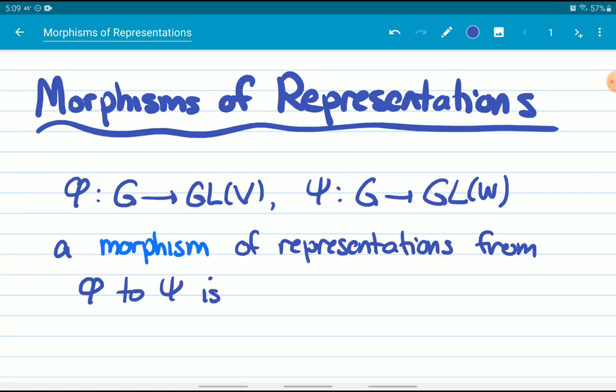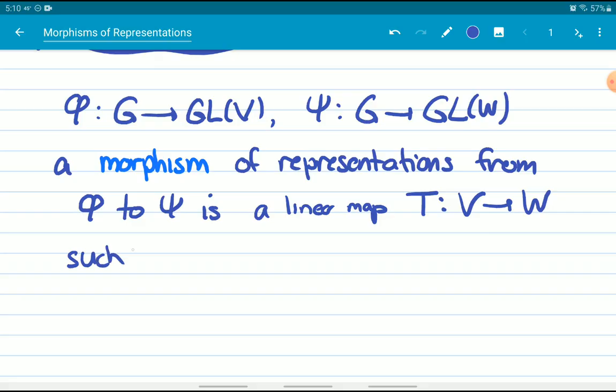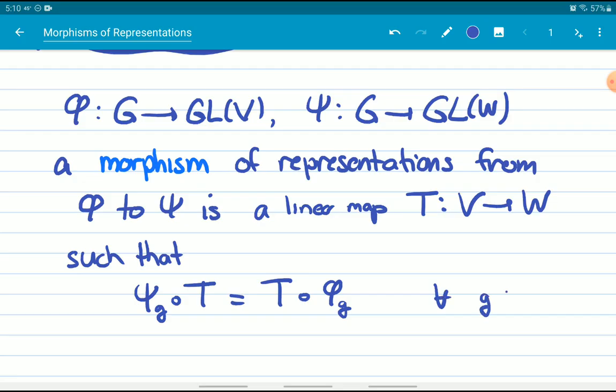function between representations, which our books refer to as a morphism. You could also call it a homomorphism. So if I have two representations of the same group G, a morphism is a linear map T from V to W between the two spaces such that psi sub G following T equals phi sub G preceding T. And this is for all elements of the group.